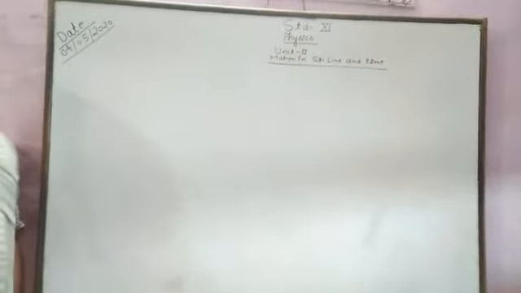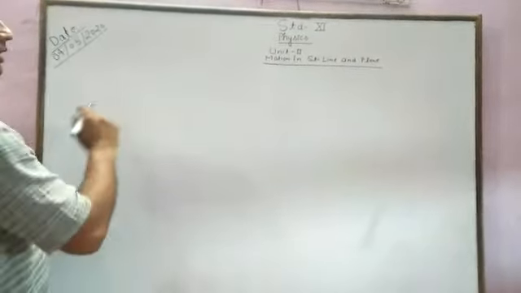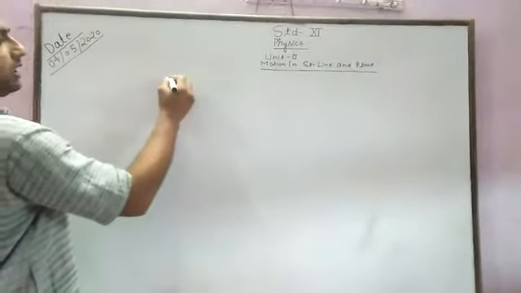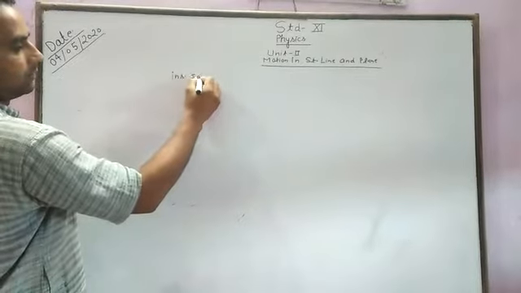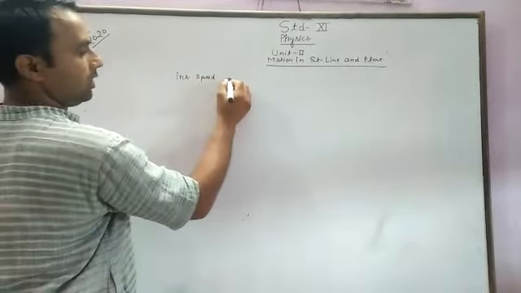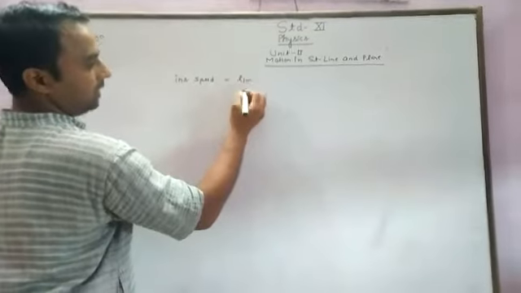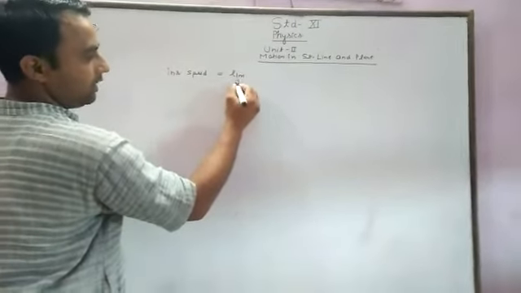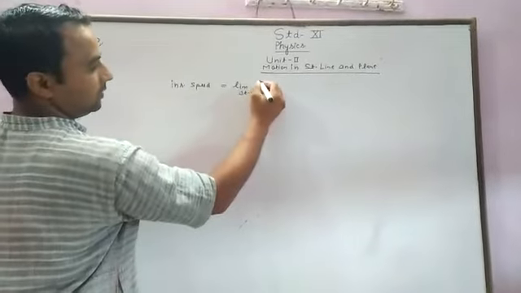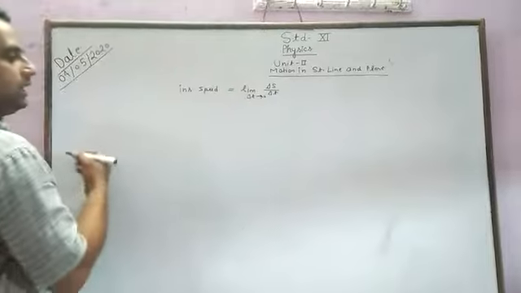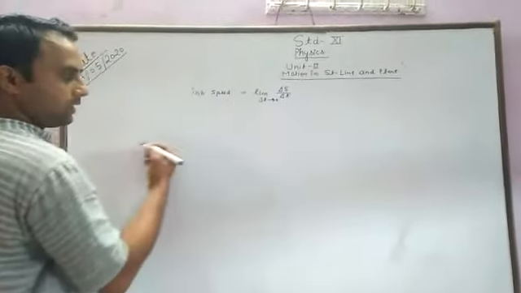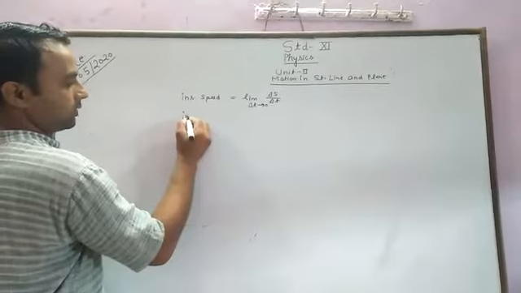We discussed velocity and speed, average speed and average velocities, by giving the basic concept related to speed. Instantaneous speed is equal to the limit as delta t tends to 0 of delta s over delta t. This is the instantaneous speed and instantaneous velocity.